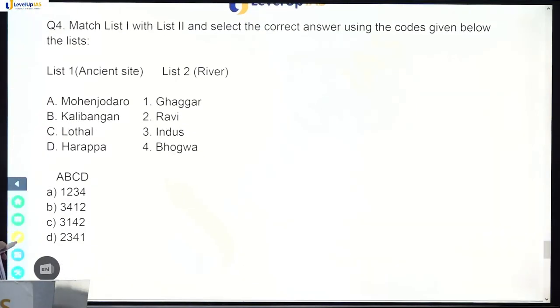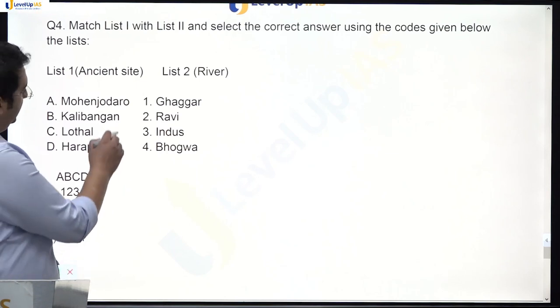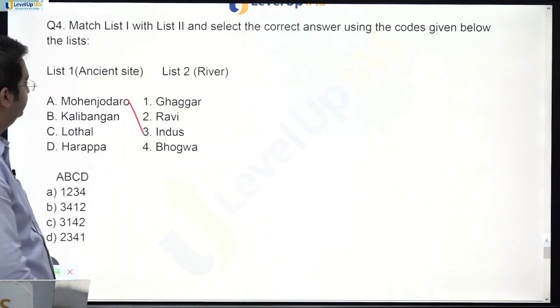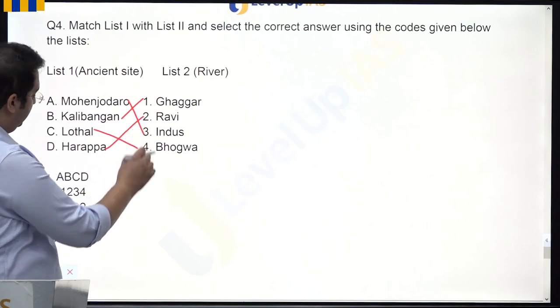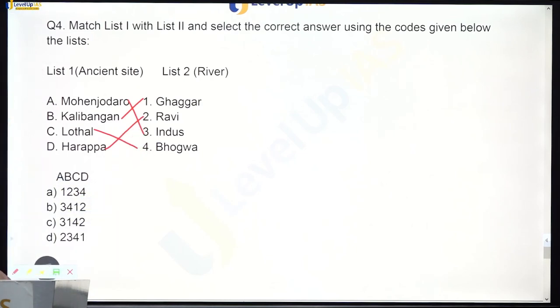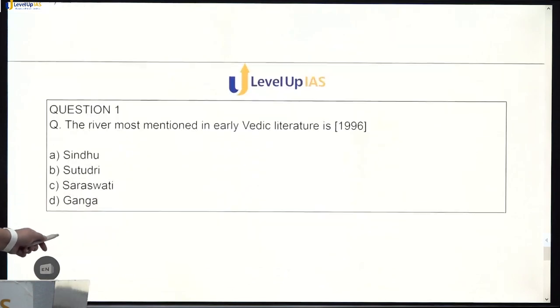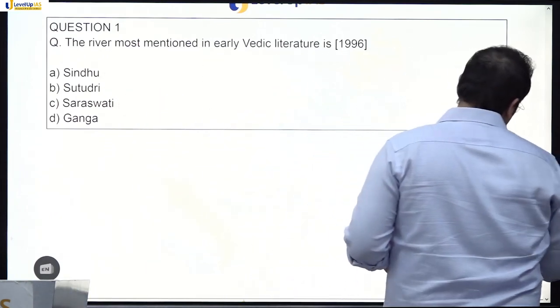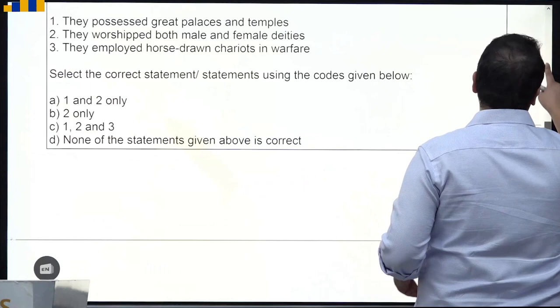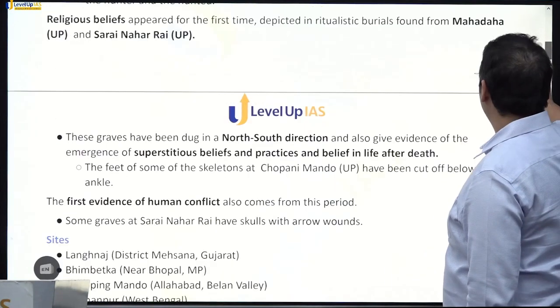Again, match these sites and the rivers. Mohenjo-daro? Indus. Kalibangan, Ghaggar. Lothal, Bhogwa. And Harappa, Ravi. Answer? C. Okay. So these are the questions which are relevant for the Harappan civilization and the Stone Age.